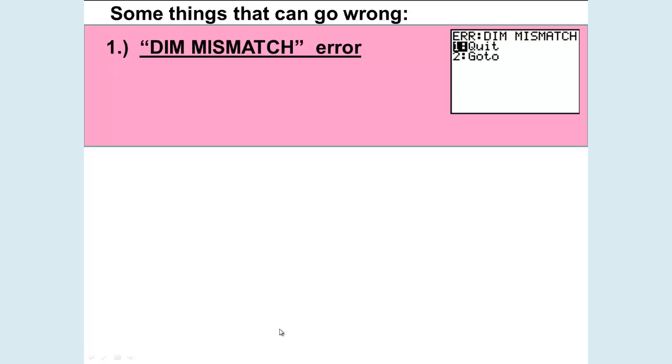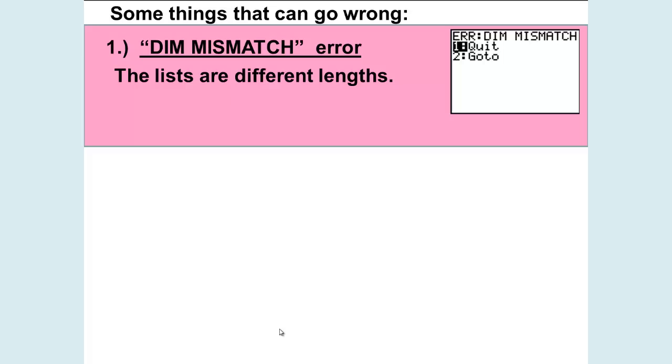And we just finished up our first example in part 2, and now we're going to talk about some of the things that can go wrong as we do the calculator. And these are some of the most common errors. One of the most common errors is a dim mismatch, and what that means is a dimension mismatch. And there are a couple of things that this could mean.